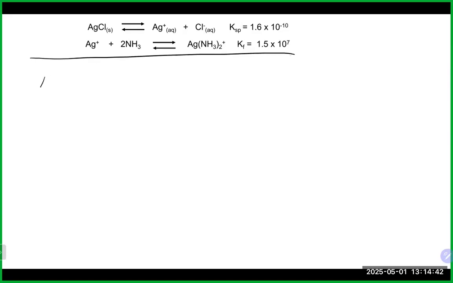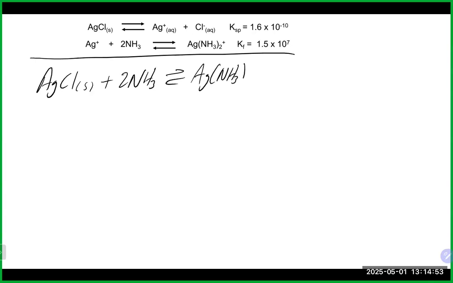So we'll take the overall reaction here again, which is our silver chloride plus our 2 ammonias, giving us again our complex ion there and our chloride, with our K that we calculated there, which was 2.4 times 10 to the minus 3.